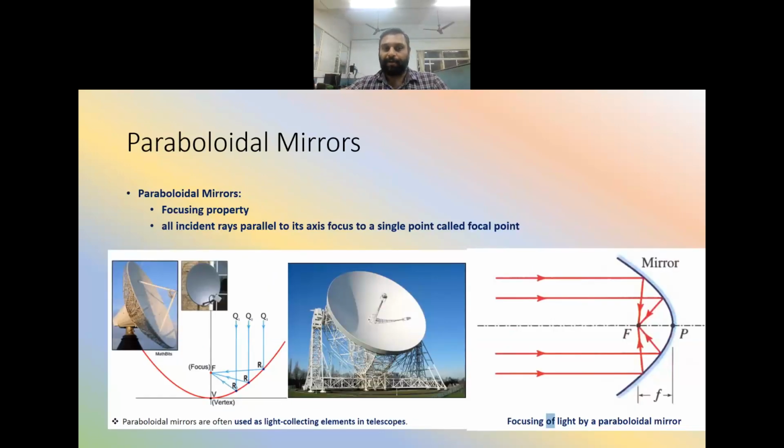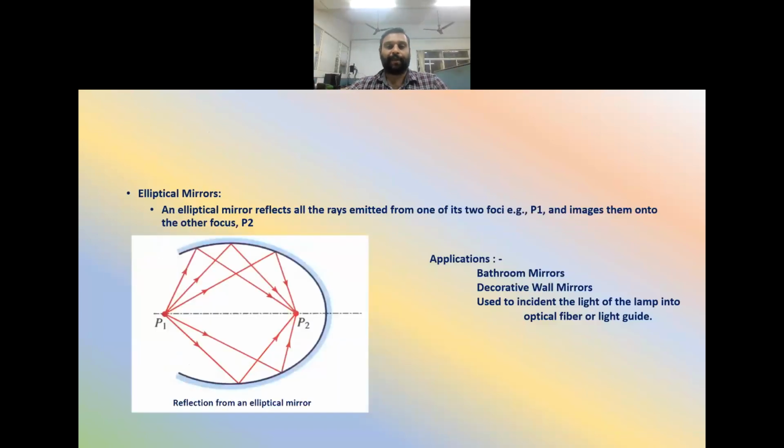In the case of paraboloidal mirrors, there is a property called the focusing property. All the incident rays which are coming parallel to its axis will focus onto a single point called the focal point. It is mainly used in receiving antennas, radar, etc.